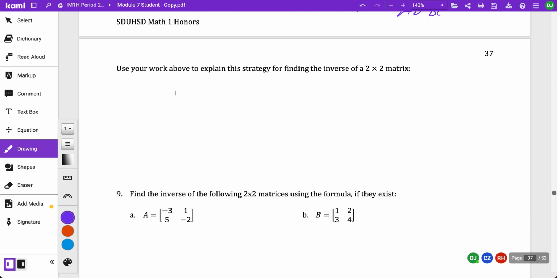So it says, use your work above to explain this strategy of finding the multiplicative inverse. Okay, so first off, when they say find the multiplicative inverse, if I have matrix A, the multiplicative inverse is going to have like an A to the -1. So if A is the given matrix and we want to multiply it by the multiplicative inverse, this would equal then 1, 0, 0, 1. So just so we know what this symbol means, you're going to be seeing this on the homework. This just means the multiplicative inverse of matrix A. So let's go on and review this.